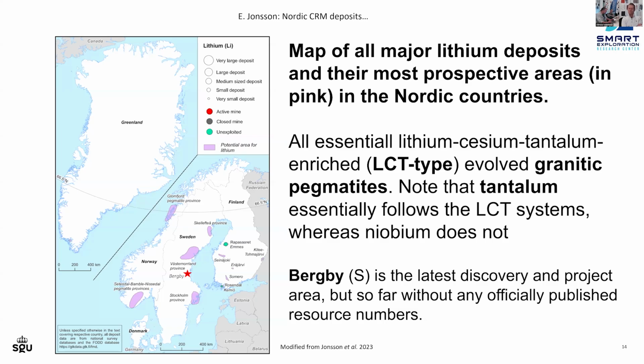In the Fennoscandian, then, we have relatively little potential in Norway. We have several known provinces in Sweden, including the most recent discovery, Bergby, which is stretched north of Stockholm in the Bergslagen province. You can see that marked with a red star. We haven't included that in tables previously because we still do not have access to any resource figures, but we're hoping that will come out.